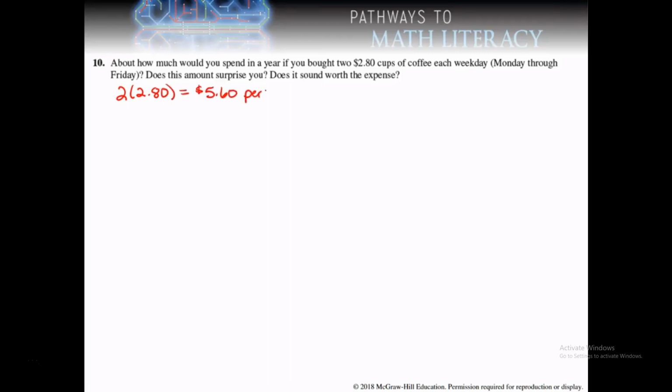And then we can estimate that there are about 52 weeks in a year. So 52 times $28 gives me a grand total of about $1,456. Does this surprise you? I knew it would probably be a lot, but it actually does surprise me that it's almost $1,500, and that doesn't really sound worth the expense.